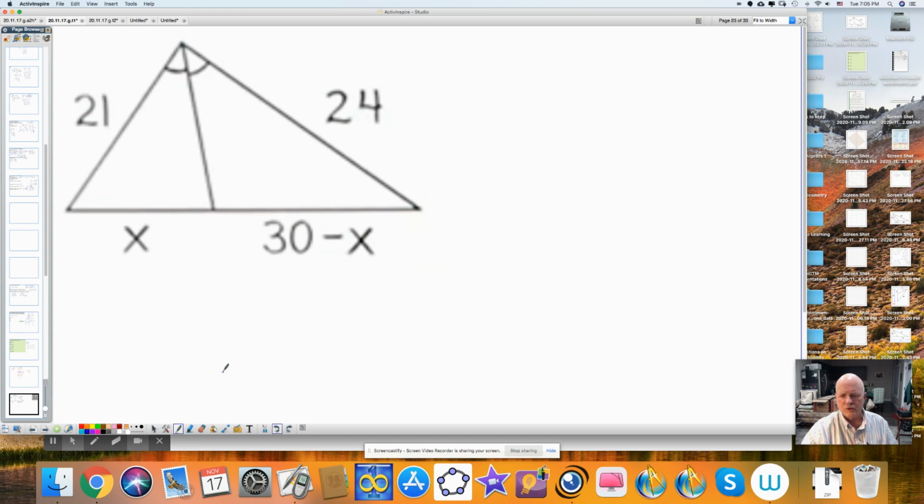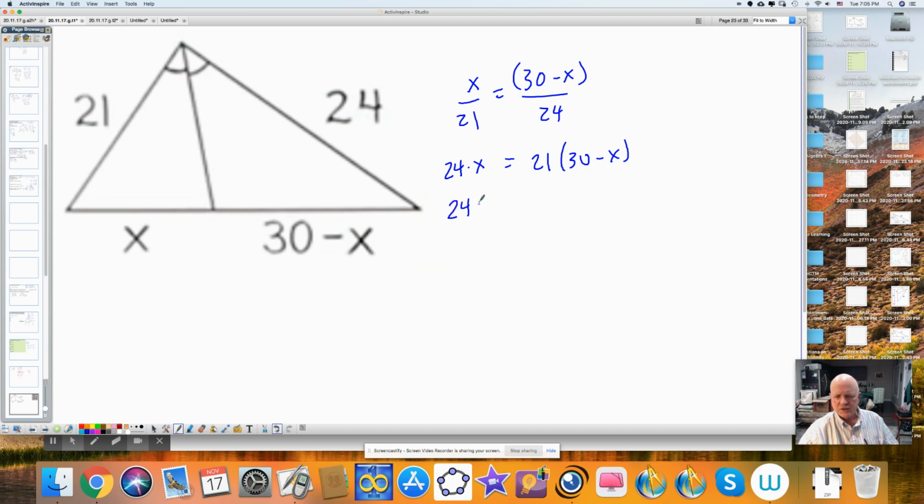So I can set up a proportion. I'm going to say x is to 21 as 30 minus x is to 24. When we cross multiply here, you get 21 times 30 minus x is equal to 24 times x. And I can distribute this. 24x is equal to 630 minus 21x. And add 21x to both sides, so 45x is equal to 630. Divide both sides by 45. x is equal to 14.